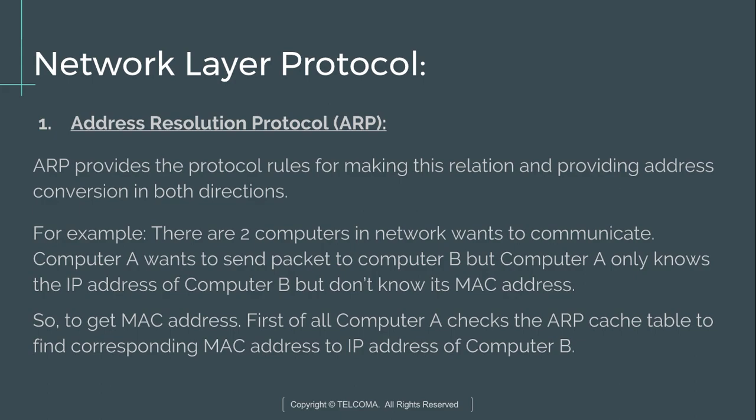For example, there are two computers in a network that want to communicate. Computer A wants to send a packet to computer B, but computer A only knows the IP address of computer B and doesn't know its MAC address. To get the MAC address, first of all, computer A checks the ARP cache table to find the MAC address corresponding to the IP address of computer B.